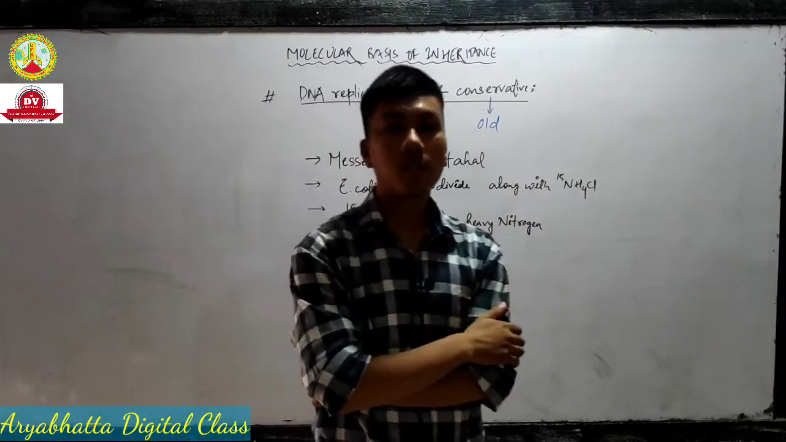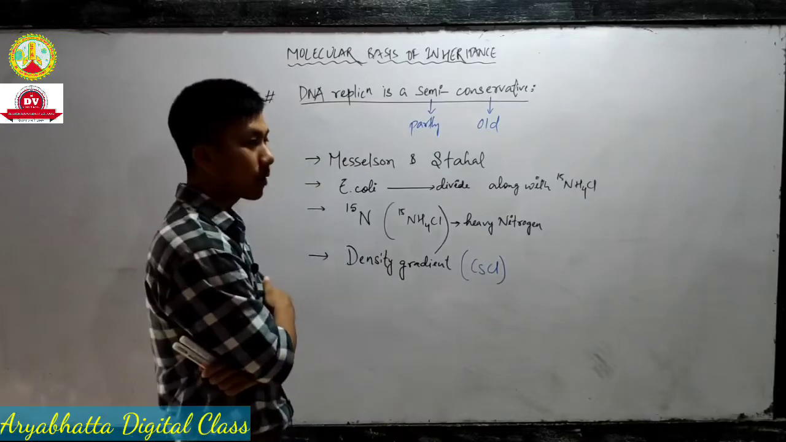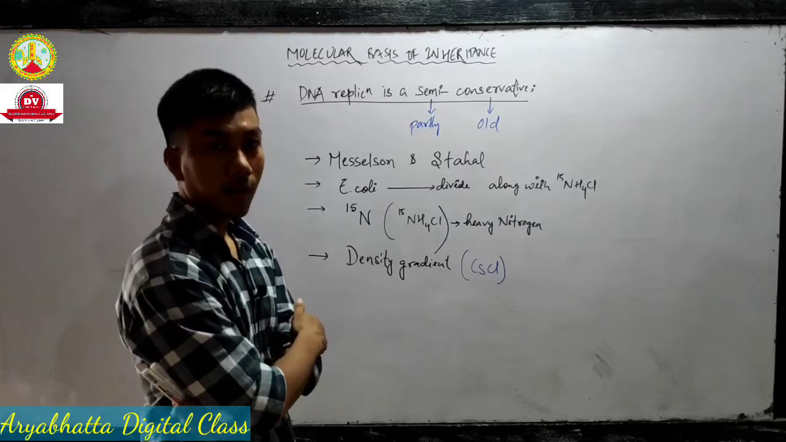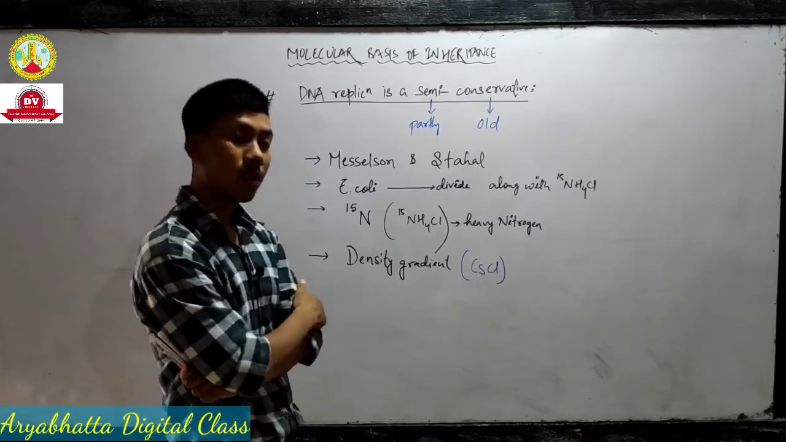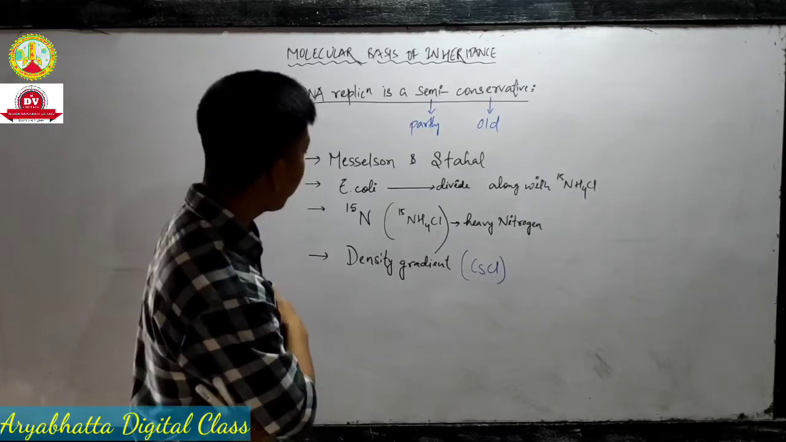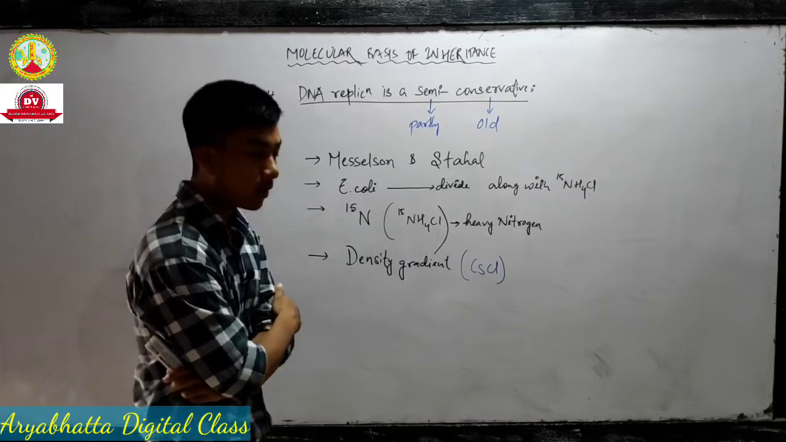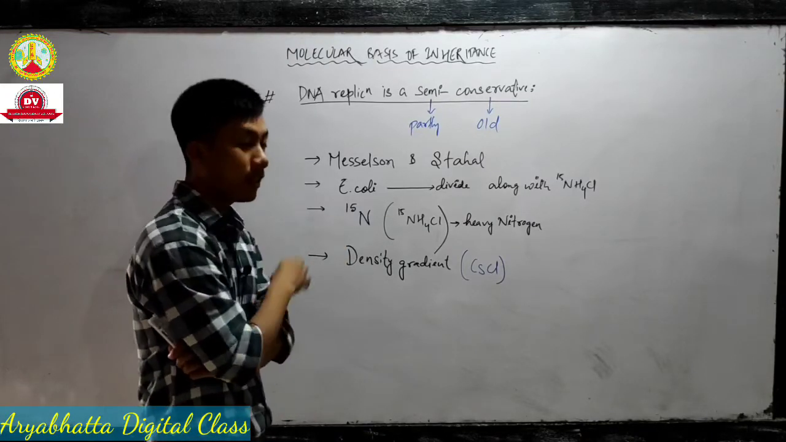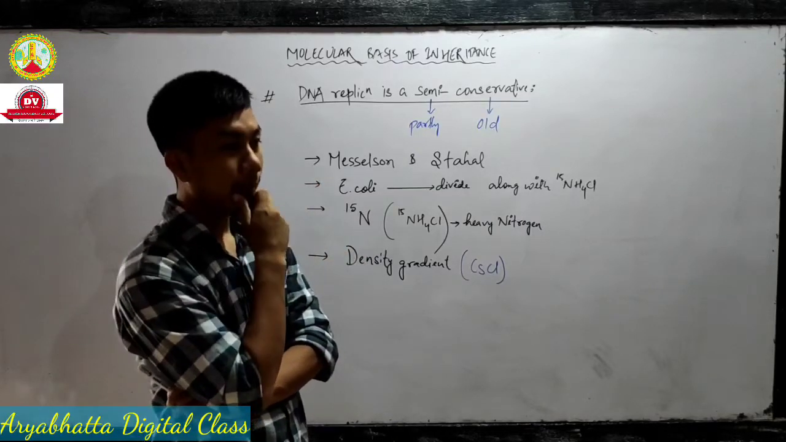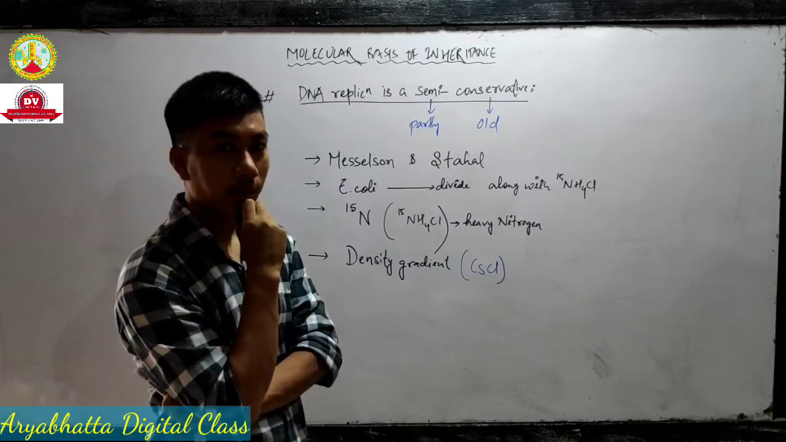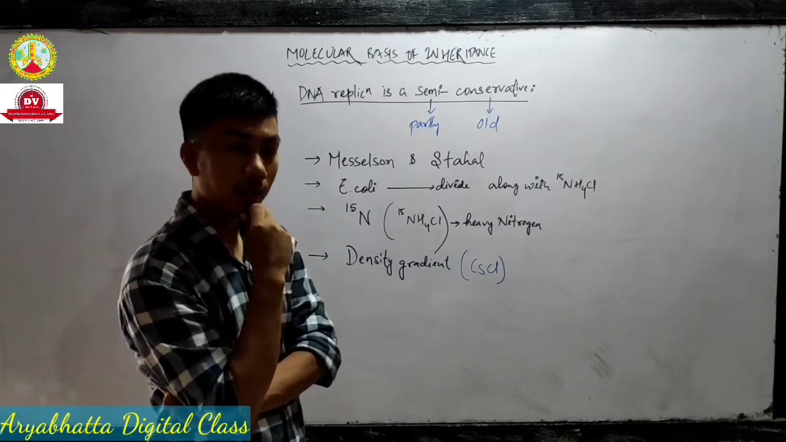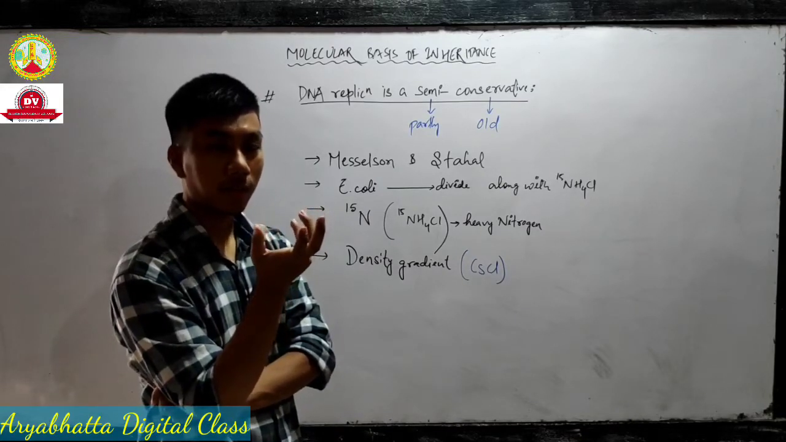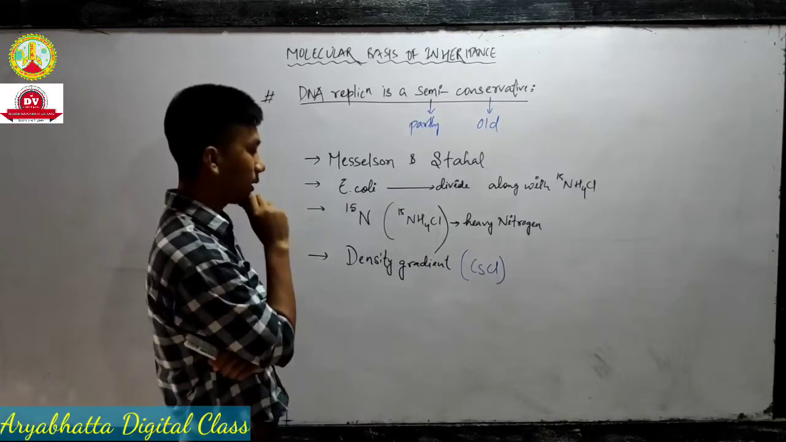So DNA replication is semi-conservative, was first explained by Meselson and Stahl using E. coli and heavy nitrogen N15 in the form of NH4Cl. They allowed E. coli to divide along with NH4Cl, that means heavy nitrogen N15, in a medium. So definitely all the DNA present inside the bacterial body will contain heavy nitrogen, because they mixed N15 along with the bacteria.